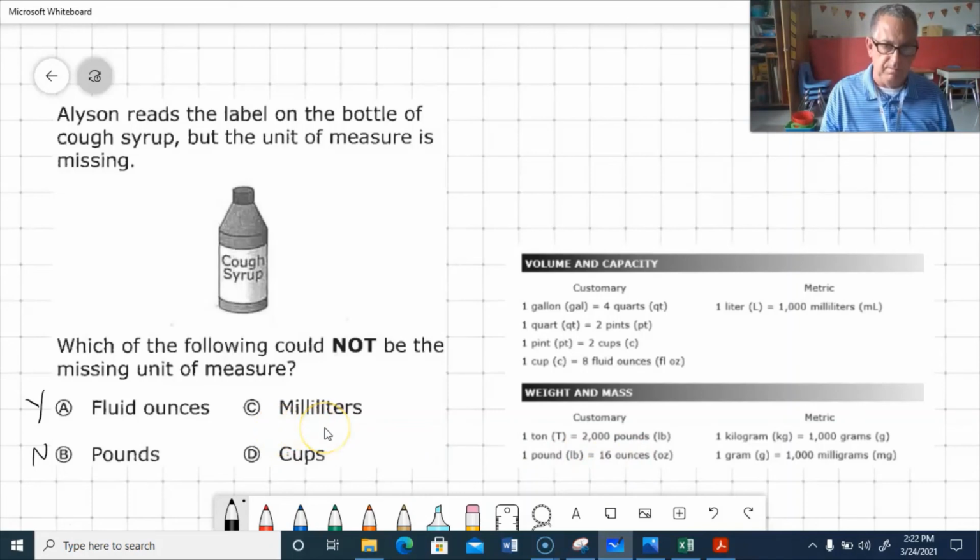C, milliliters. Okay, well, let's go over here and check. Milliliters falls under the volume capacity. It's the metric unit of volume and capacity. So that would be a yes. And D, cups. Okay, yes, that does look like it falls under volume capacity also. It is a customary volume capacity, so we'll say yes on that one. So the one that is not would be B, pounds.